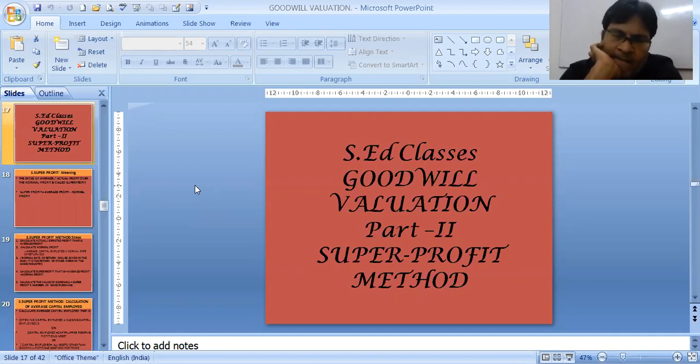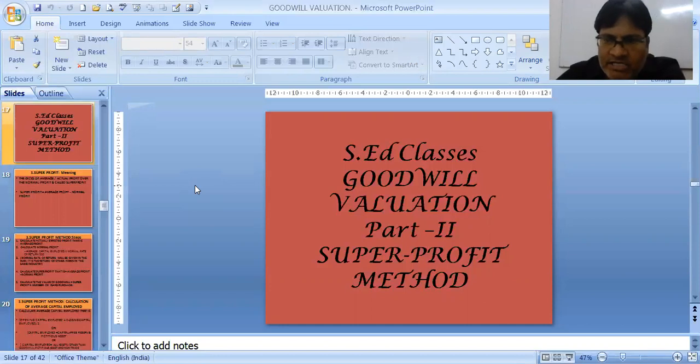Suppose one example, Hindustan Unilever Limited is earning 20%, whereas other FMCG goods are earning 12% profit on the capital employed by them. So the 8% extra profit which they are earning is nothing but super profit. So it is nothing but average profit or actual profit minus normal profit. Then only super profit comes. If super profit comes, then only we can calculate goodwill. This is through the super profit method.